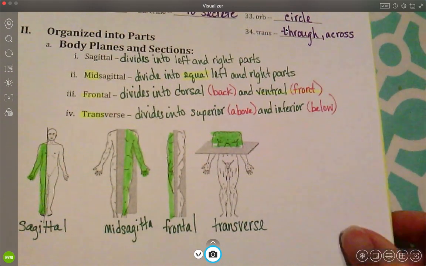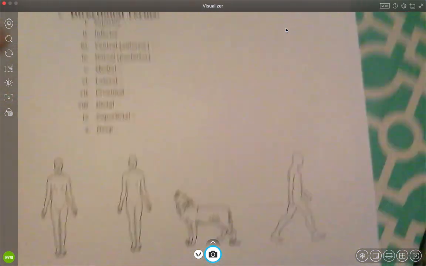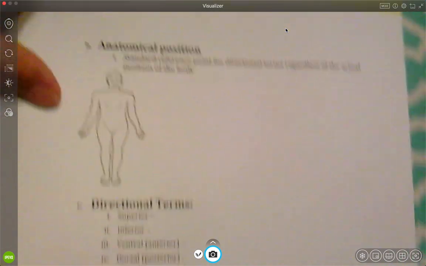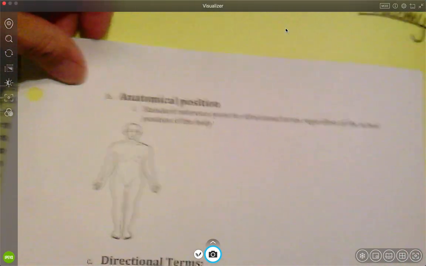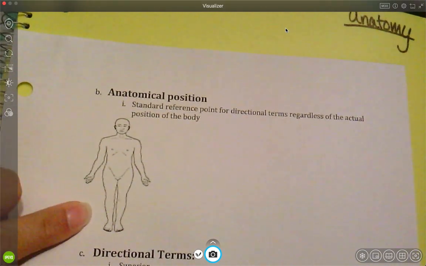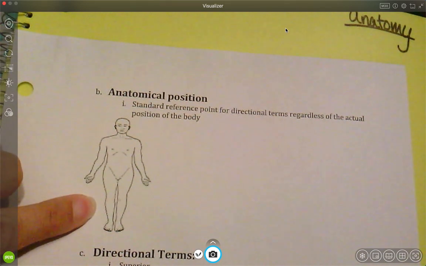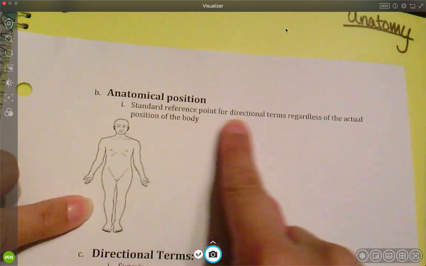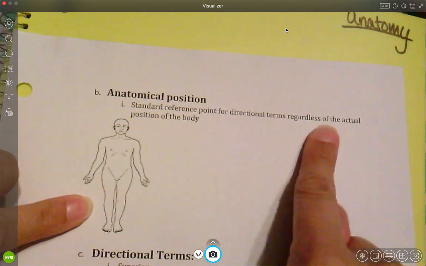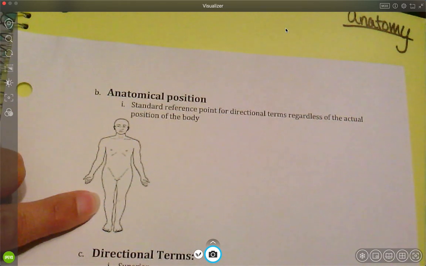All right, turn the paper over and let's look at the next part. The next part that we are looking at is the anatomical position. So with the anatomical position, we see the person standing here. So this is the anatomical position. So what is the point of this? It's a standard reference point for directional terms, regardless of the actual position of the body. So let's put that in first grade terms in English. What does it mean? It means that it's a starting point.